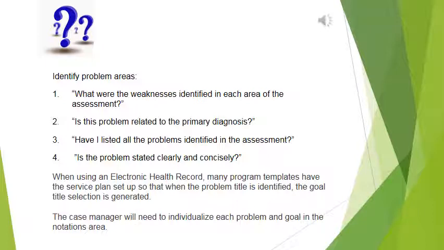When using the electronic health record, many program templates have the service plan set up so that when the problem title is identified, the goal selection is generated. Check your electronic health record to see if that's true. You will have to become familiar with the particular electronic health record your agency is using. The case manager will then need to individualize each problem and each goal in the notations area. Sometimes it's called the description. It depends on the template you're using. So take a look at that, and your supervisor can help you with that.